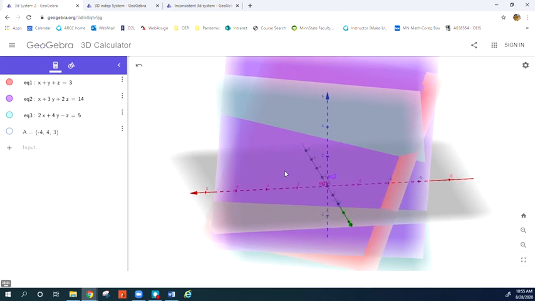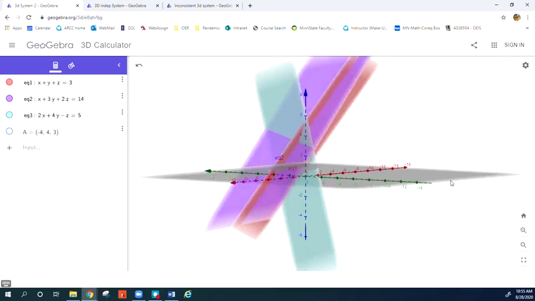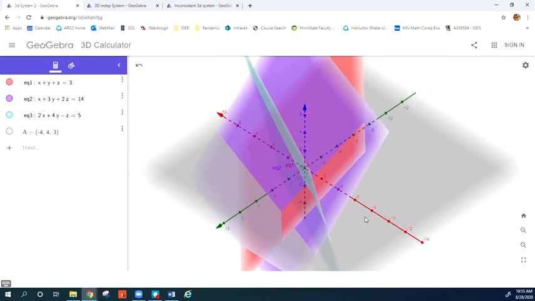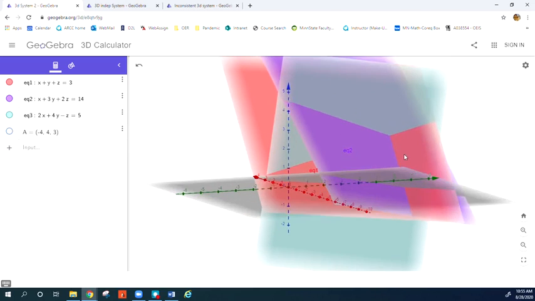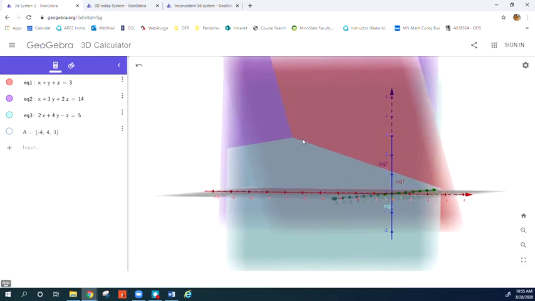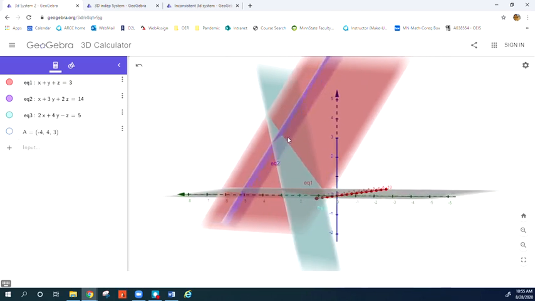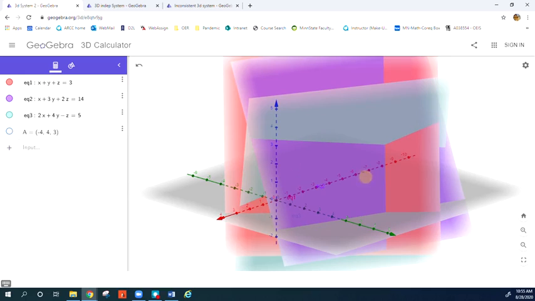I can zoom in and out, move around a little bit, and the point I'm looking for is this one right over here. I'm trying to show it from a bunch of different angles. It is that point right there where all three of those planes intersect. I've plotted that point so you can see it. There it is, right there.